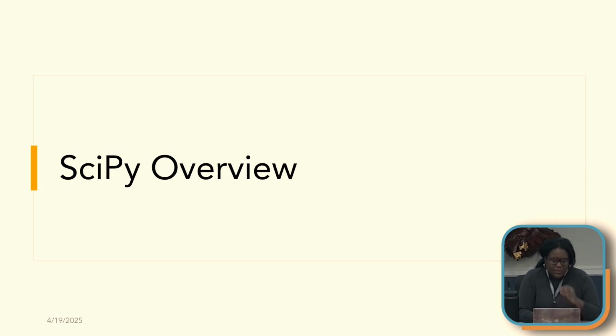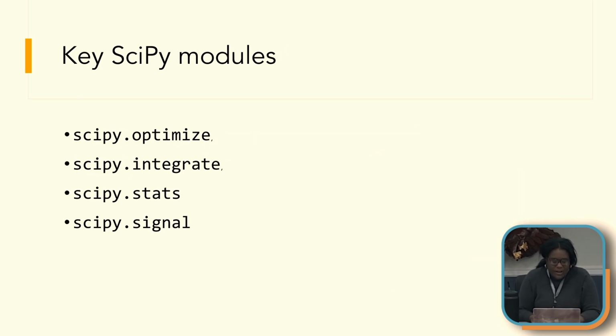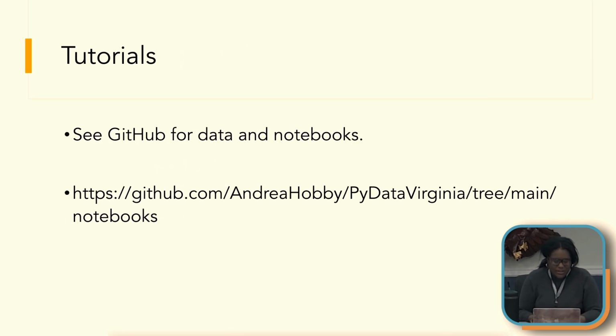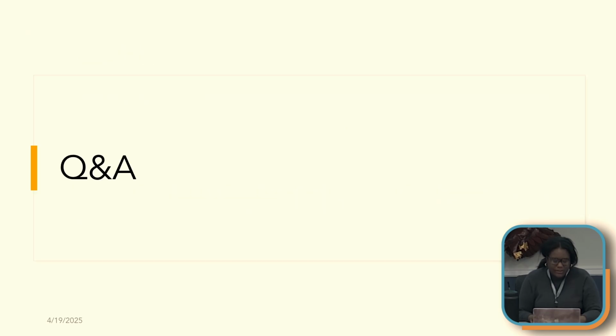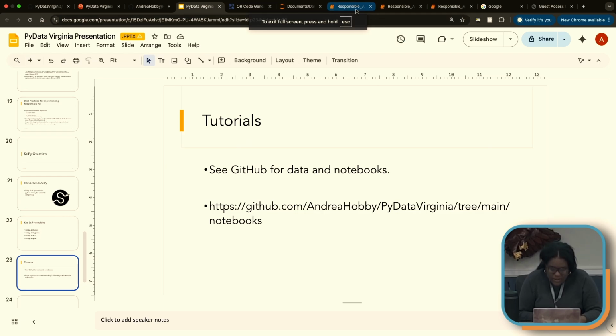And SciPy overview. So we will go to the tutorial in a second. Basically, SciPy is an open source Python library for scientific computing. Here are some SciPy modules that you can use for responsible AI. I think mine mostly focus on the SciPy stats one, but we will get to the tutorials in a second. And then tutorials, that's the link to the tutorials. But you probably can get through it through the GitHub if you have opened your GitHub already. But we will do this.